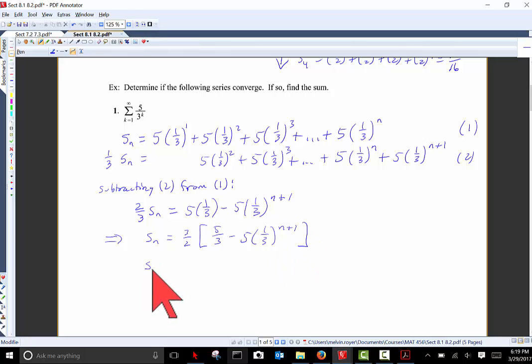And what we get is, well, let's write it officially. The sum, k equals 1 to infinity of 5 over 3 to the k converges to, and it converges by definition to the limit of this as n goes to infinity, which is 3/2 times 5/3, otherwise known as 5/2.